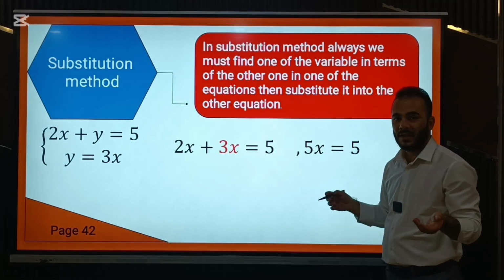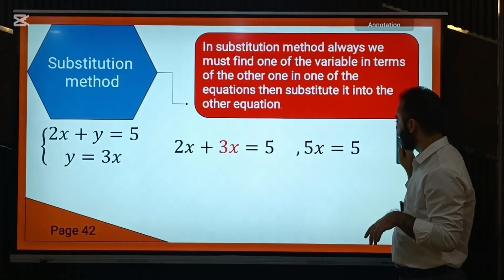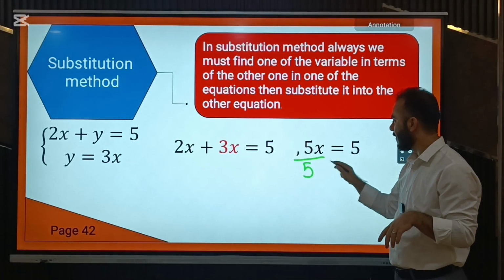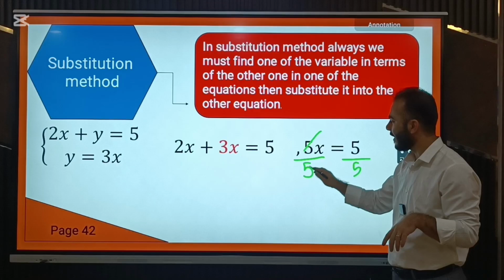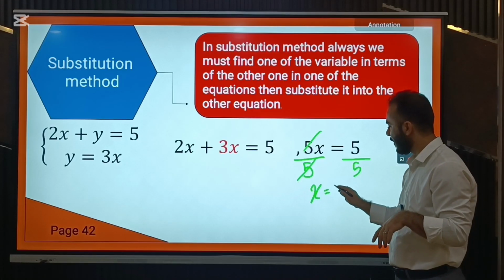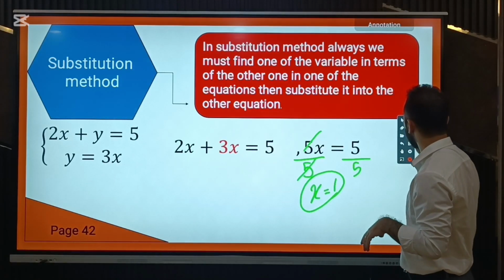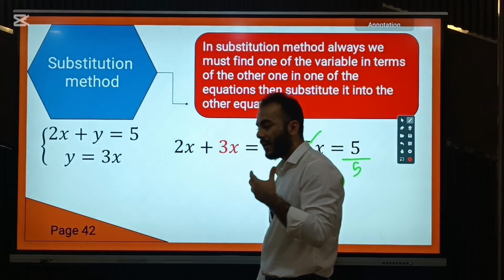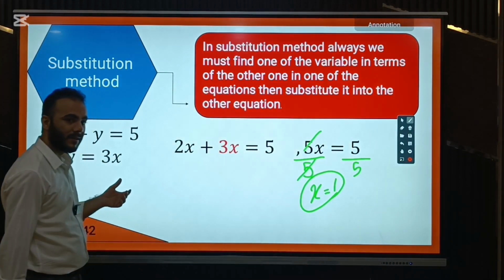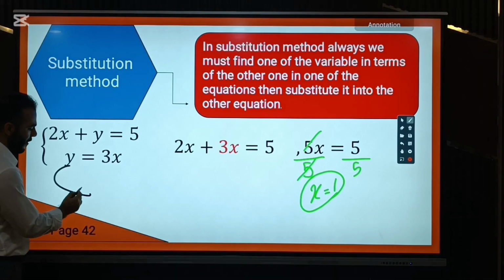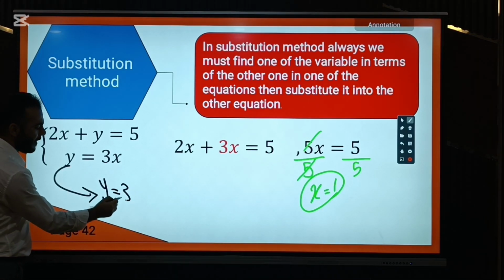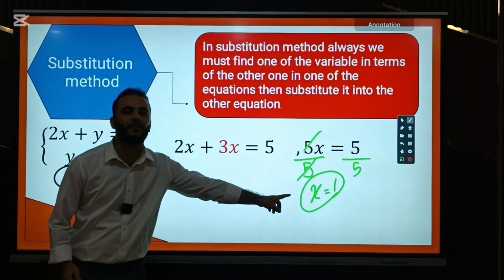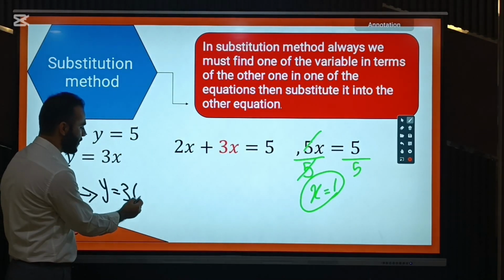It's so easy. We already know how to solve an equation. Divide by 5, divide by 5. The 5 cancels this 5 and x equals 1. That is the value of one of the variables. So we need to go back to the equation that we have, the second one, y equals 3 times the x that we found. So our x is 1.